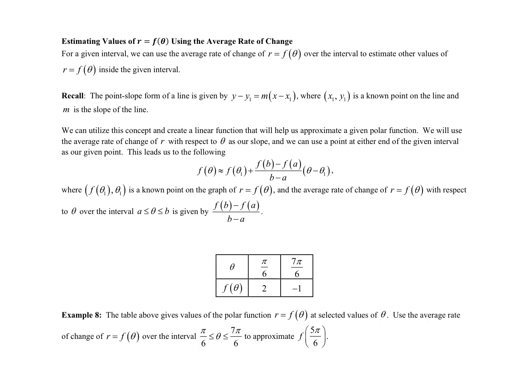Estimating values of r equals f of theta using the average rate of change. For a given interval, we can use the average rate of change for r equals f of theta over the interval to estimate other values of r equals f of theta inside the given interval. Recall the point slope form of a line is given by y minus y1 equals m times x minus x1, where x1, y1 is a known point on the line and m is the slope of the line.